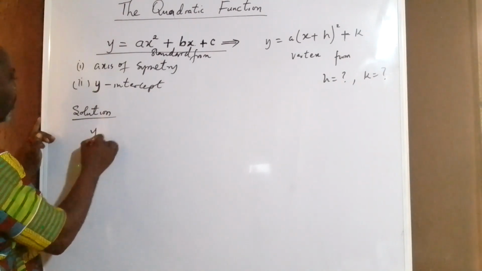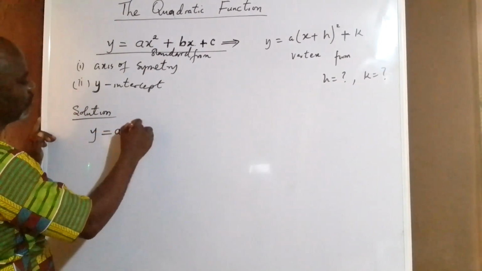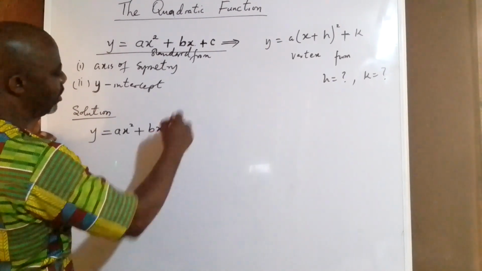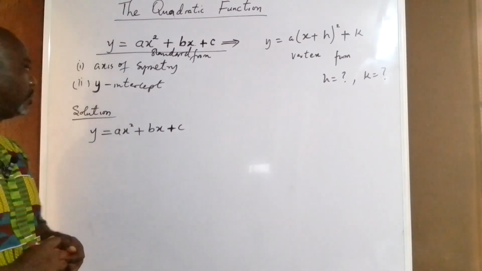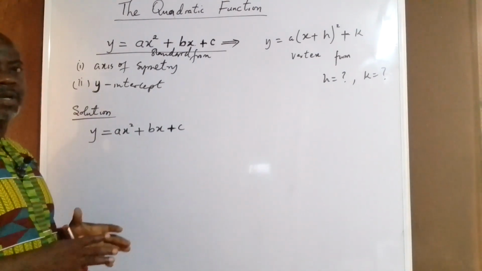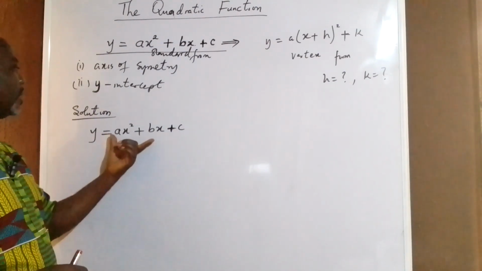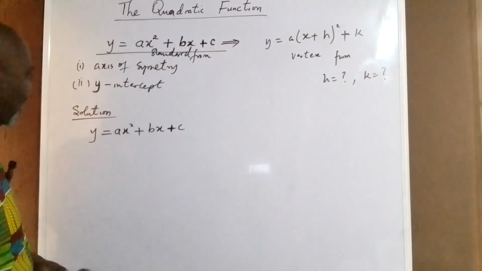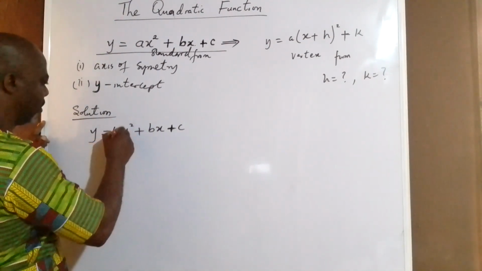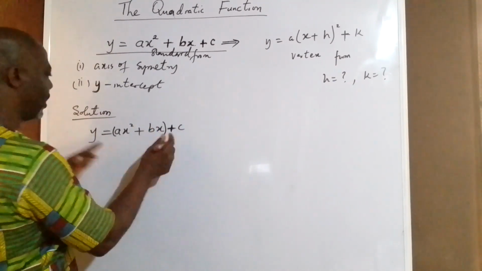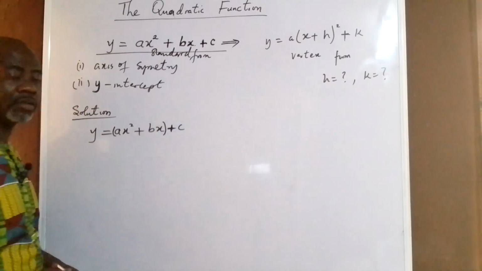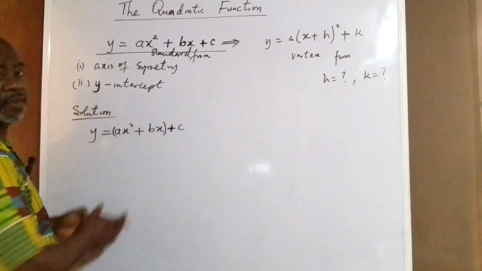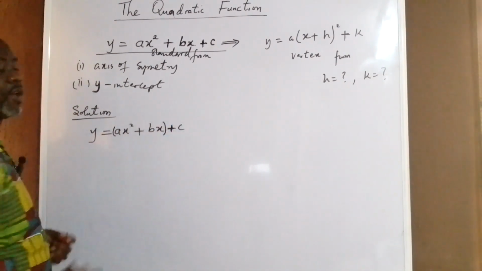Okay, so we have to now start by looking at the function itself. The function is y equal to ax squared plus bx plus c. Now the first thing I will do is to isolate the terms with variable x. And the way to do that is to isolate the terms with variable x from the constant. We have ax squared plus bx. That's the terms with a variable x.